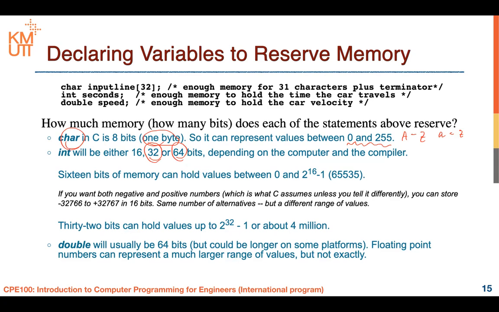But in some compilers they will use 64 bits for integer. It depends. If you use 16 bits for memory, the value that you can hold is 0 to 65535. Actually, it is 65536, which is a representation of 2 raised to the power 16. 2 raised to the power 16 means you will have 16 bits in order to keep this value.